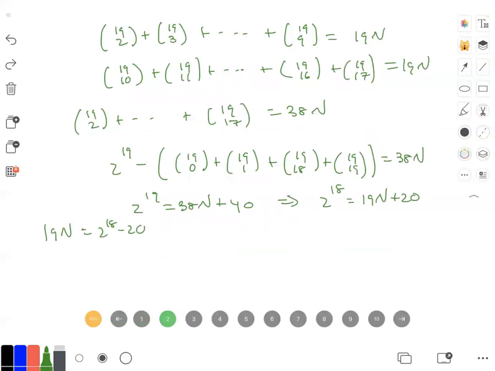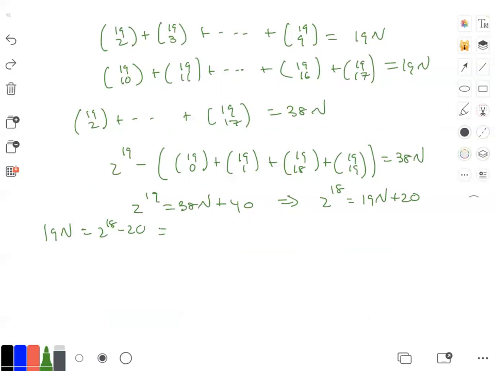I didn't see any slick way to do this further, so I just manually calculated this. It's good to remember your powers of 2 until at least 20. So let's do this. We have 2, 4, 8, 16, 32, 64, 128, 256, 512, 1024, 2048, 4096, 8192, 16384, 32768, 65536, 131,072, 262,144, minus 20, which gives us 262,124. So 19n is this number.